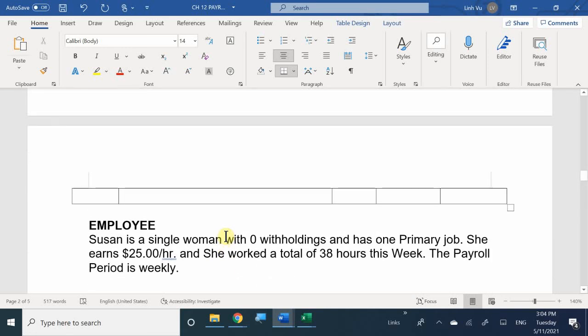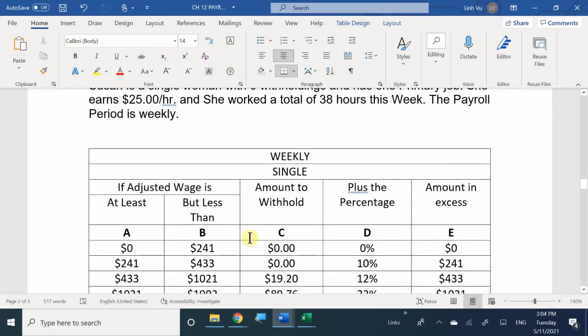Now, if you guys can spare me 10 more minutes, let's go ahead and do example number 2, and then we'll take a 20-minute break. Example number 2. Susan is a single woman with 0 withholdings, and has only one primary job. She earns $25 an hour, and she worked a total of 38 hours this week. Of course, the payroll period is weekly.